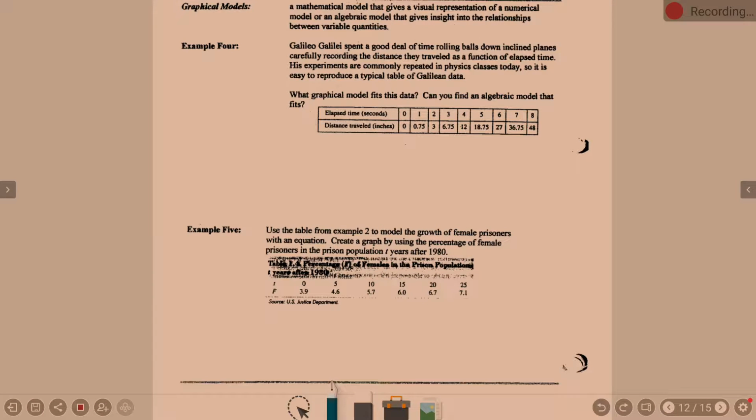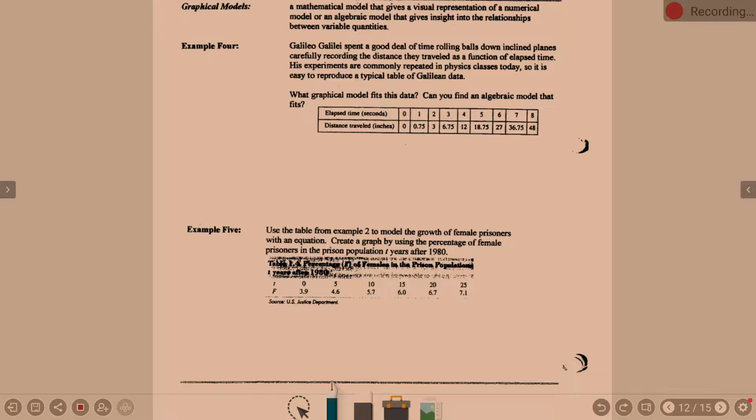Galileo spent a good deal of time rolling balls down inclined planes, carefully recording the distance they traveled as a function of elapsed time. His experiments are commonly repeated in physics classes today. I know you guys just recently dropped balls from the top of the bleachers, right? Okay, so it's easy to reproduce a typical table of Galilean data. Now, the question: what graphical model fits this data, and can you find an algebraic model that fits?